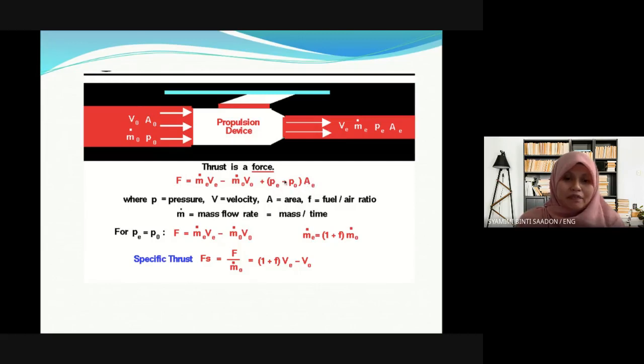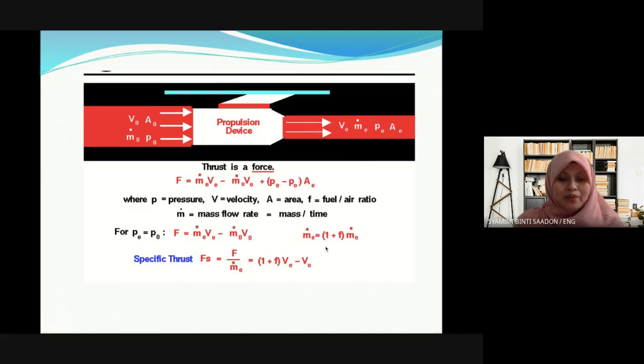So what if, in the ideal case or in the assumption that we made, sometimes we consider that PE is equal to P naught, which is equal to ambient pressure, environment pressure. So we don't have this pressure thrust term anymore. This term is negligible, so we cut out the pressure thrust, and we only have the momentum thrust: mass flow rate times velocity at exit minus inlet.